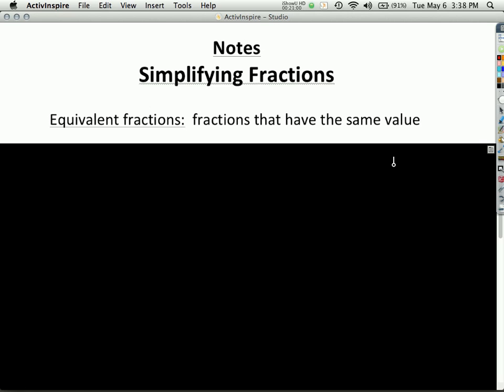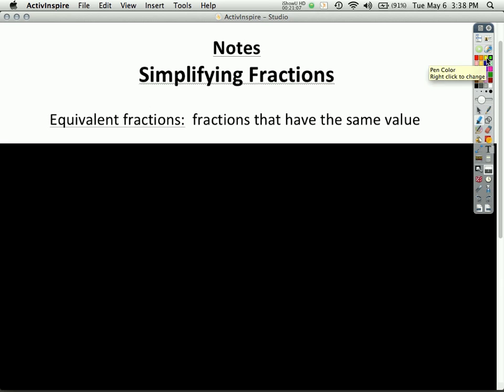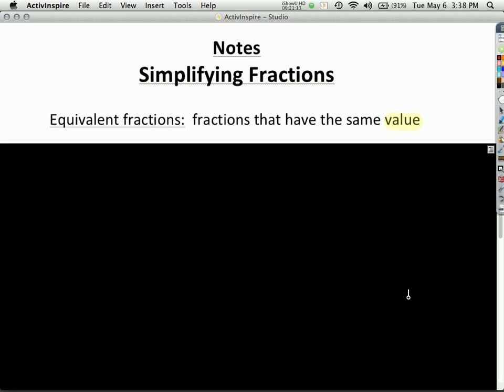Equivalent fractions. Fractions that have the same value. I want to talk about the word value yet again to make sure that we're all clear on what I'm talking about. And I'm going to go back to the same analogy or example that I've been using since the beginning of the year. That's the example of money.